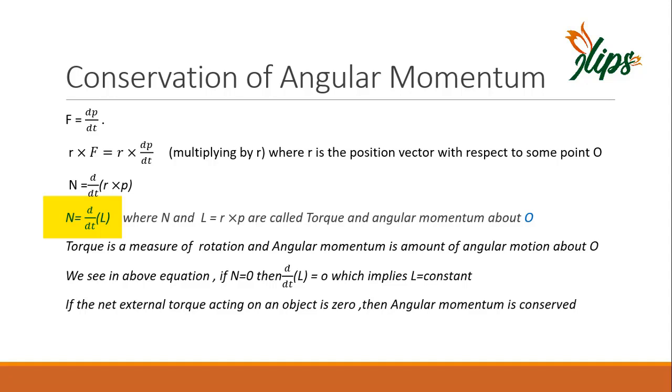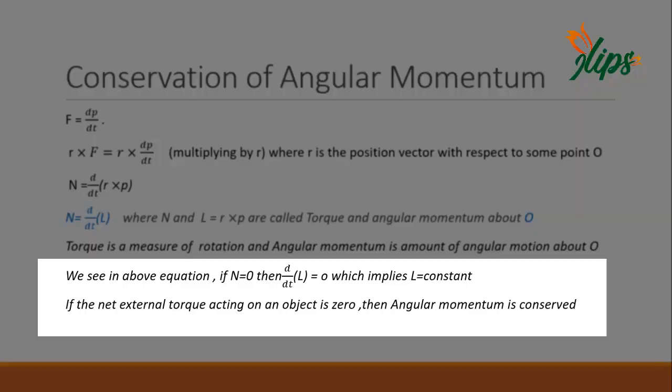Here N and L are called torque and angular momentum about O. Torque is a measure of rotation and angular momentum is the amount of angular motion about point O. We see in the above equation that if N is equal to 0, then dL by dt is equal to 0, which implies L is constant. So it can be put this way: if the net external torque acting on an object is 0, then angular momentum is conserved, meaning it is constant in time.